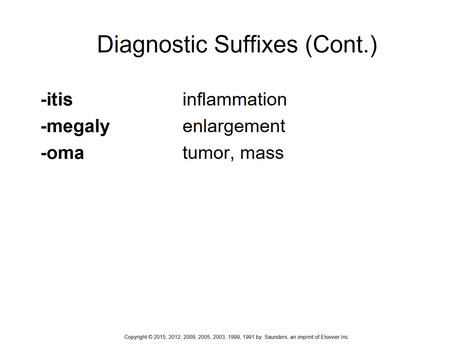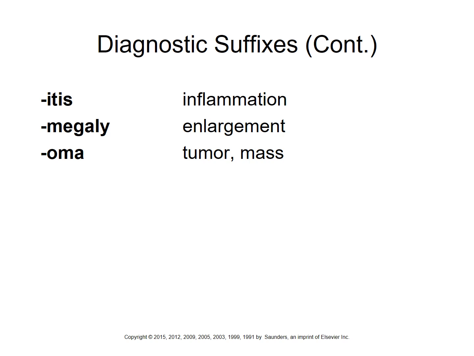Itis is very commonly used. Itis means inflammation, and it can be inflammation of many different organs. For example, hepatitis, inflammation of the liver. Carditis, inflammation of the heart.